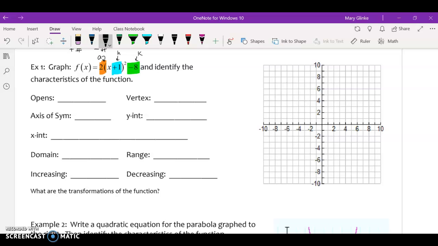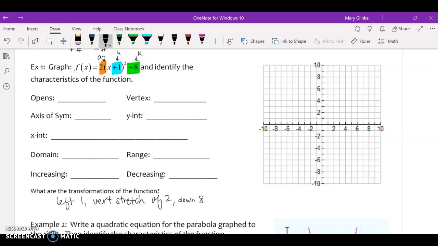So when I write my transformations, I'm going to do h and b first. So I'm going to move my graph left 1. There is no b value. So after I do my h and b, then I'm going to talk about my a and k. So the a being 2 is a vertical stretch of 2. And then minus 8 is going to move my graph down 8.